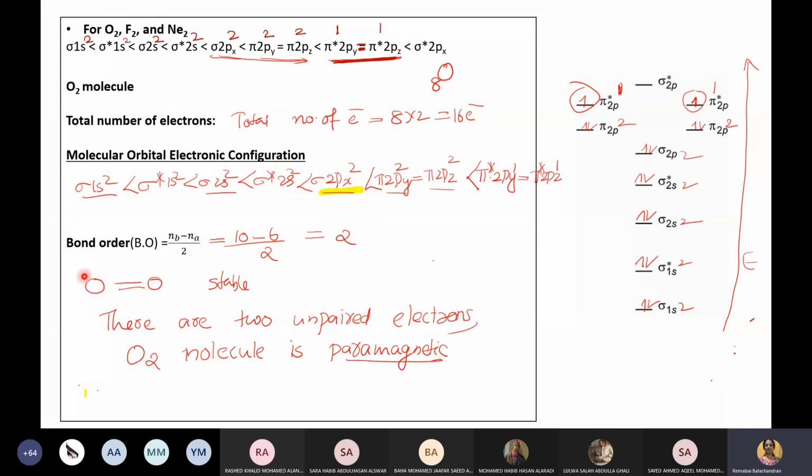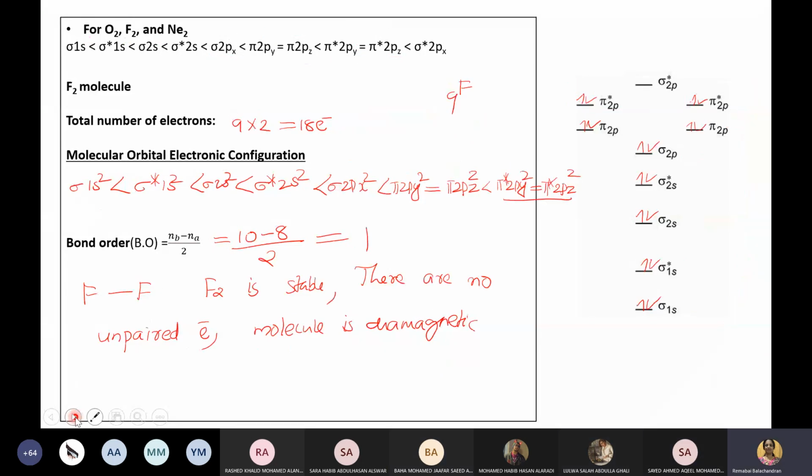So bond order is 2, that means the O2 molecule is stable. But here look, 2, 2, 2, 2, 2. When it comes here, it is 2. Here it is 2. When it comes to the pi star, what is it? One electron each. Can you see this? How many unpaired electrons are there? 2. So the O2 molecule is paramagnetic. Is it clear?